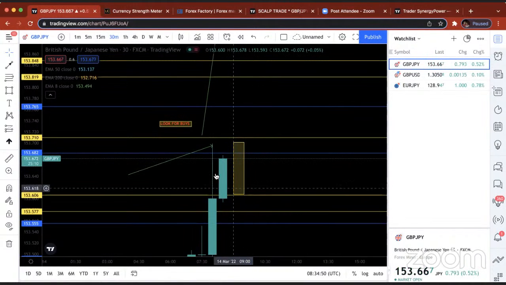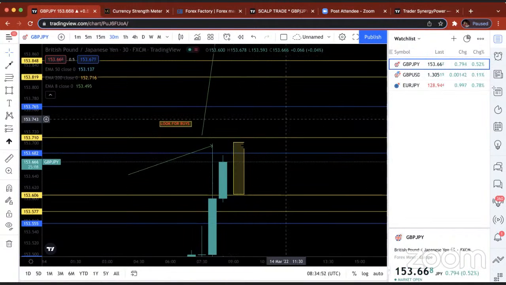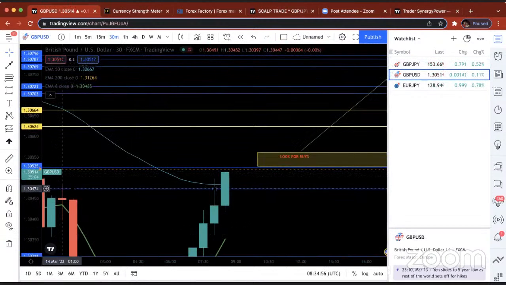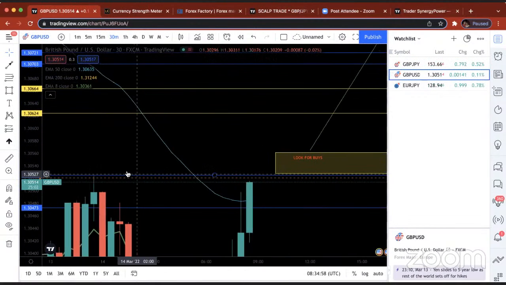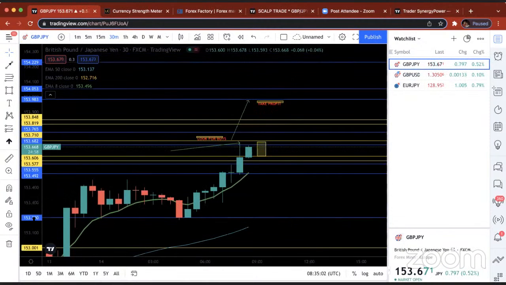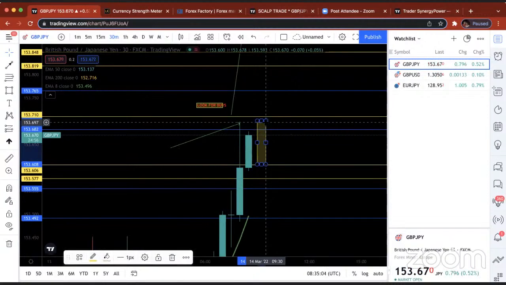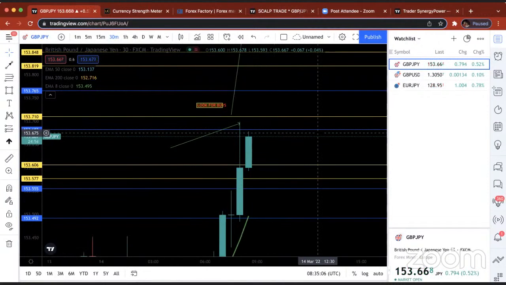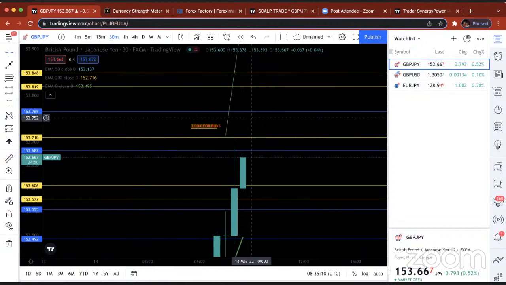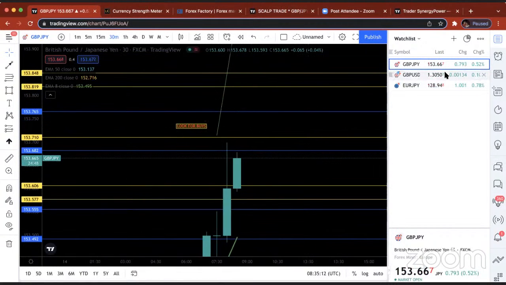It's attempting the wick fill. I need this body to look like this. GU's coming up strong, guys, so just be ready. I'm gonna delete this. You guys know what I'm looking for. Keep your charts clean. You guys know what I'm looking for, the wick fill, and then break and then continue on.